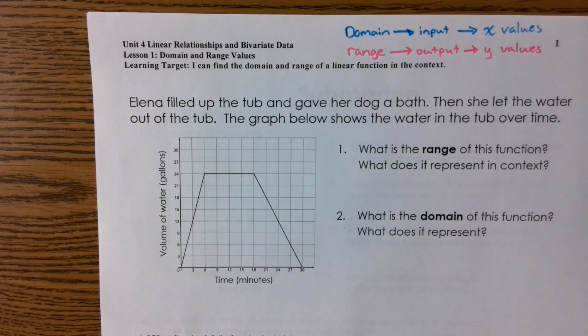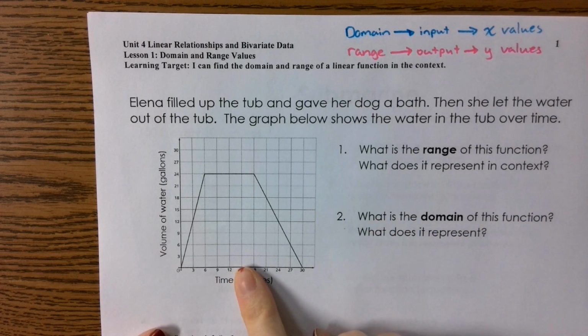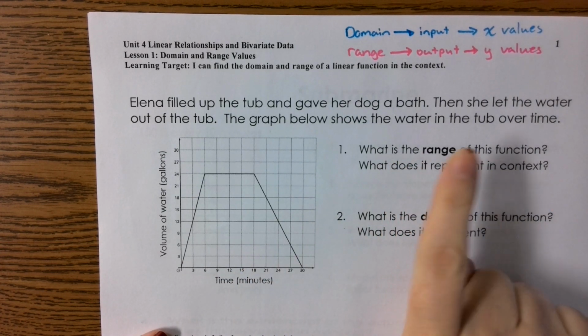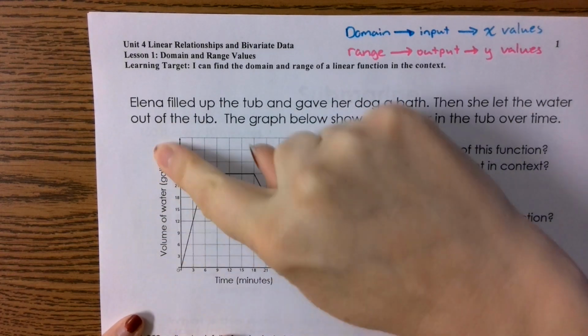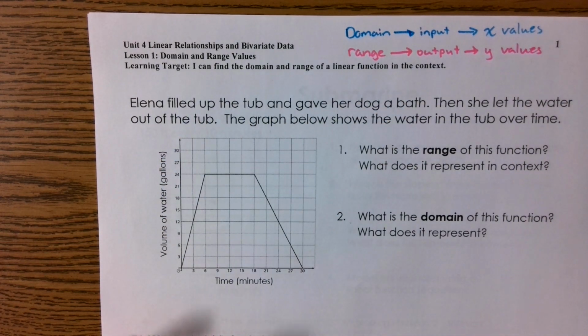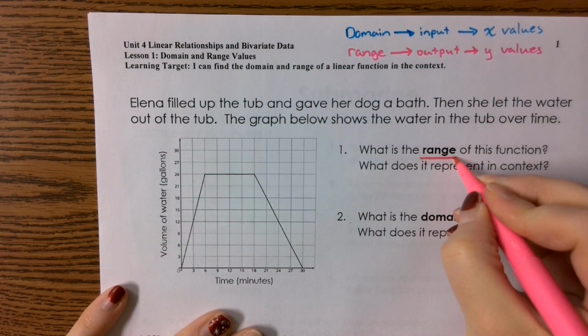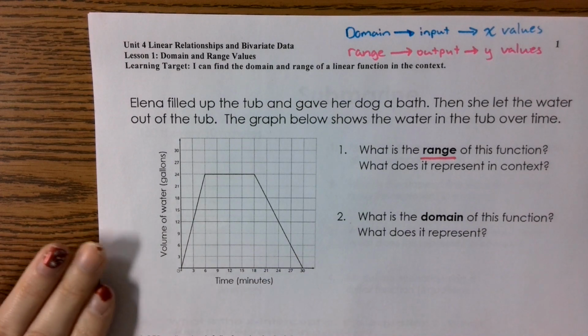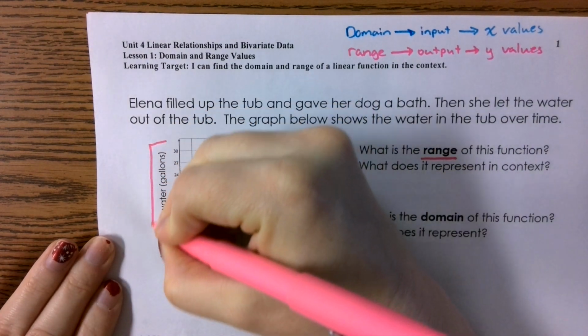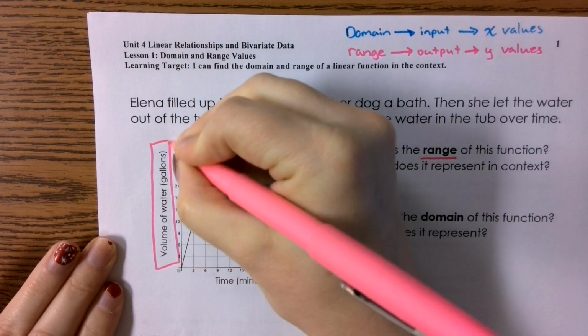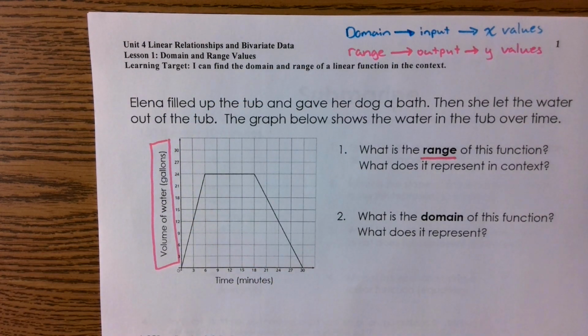And you can't be outside of those values. You can't go into negative values, or there's only so much positive value that you can be. So here, in this case, when we're talking about the range, it is focusing on the volume of the water. So I'm going to go ahead and underline range with my pink, and put a pink box around the volume of the water.